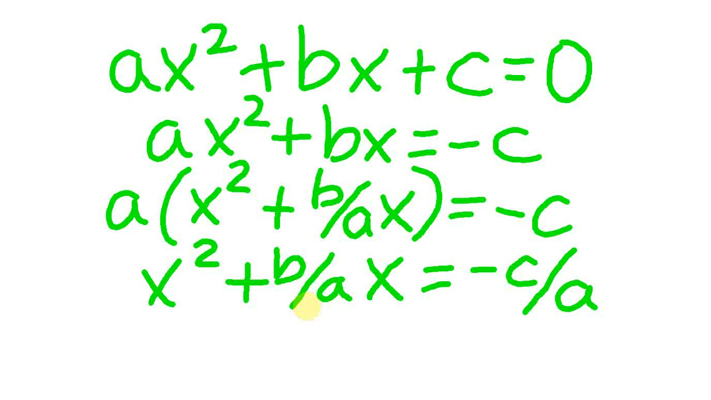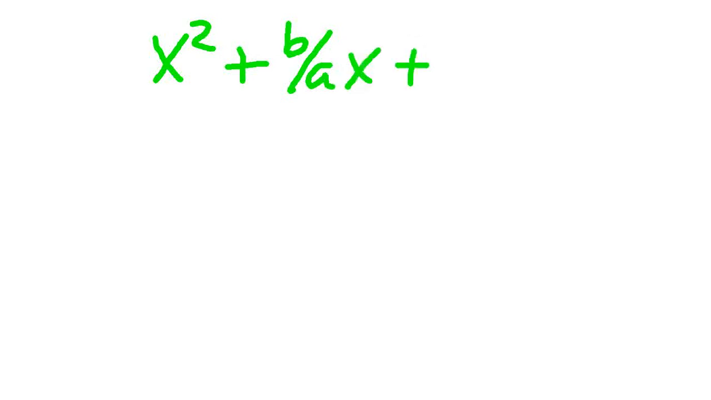So the next step is a process called completing the square. So let's look at this a little more carefully. Okay, so we have x squared plus b over a x plus, now we're going to add something here, and we're also going to add something here. What we do to one side of the equation, we must do to the other, so it's balanced. Okay, so what are we going to add?